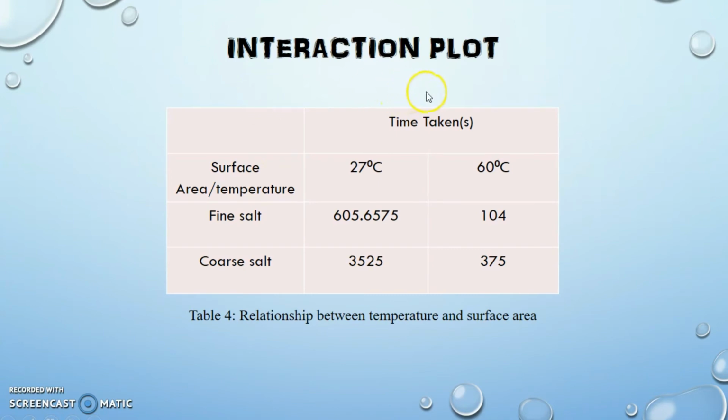Now I will explain about the interaction plot. For the interaction plot, we studied two-way interaction. We chose two temperatures, which are 27 degrees Celsius and 60 degrees Celsius, and we experimented with two types of salt, fine salt and coarse salt. So this is two-way interaction whereby we want to study the two factors together, which factor is dominant, and how one factor influences the other factor.